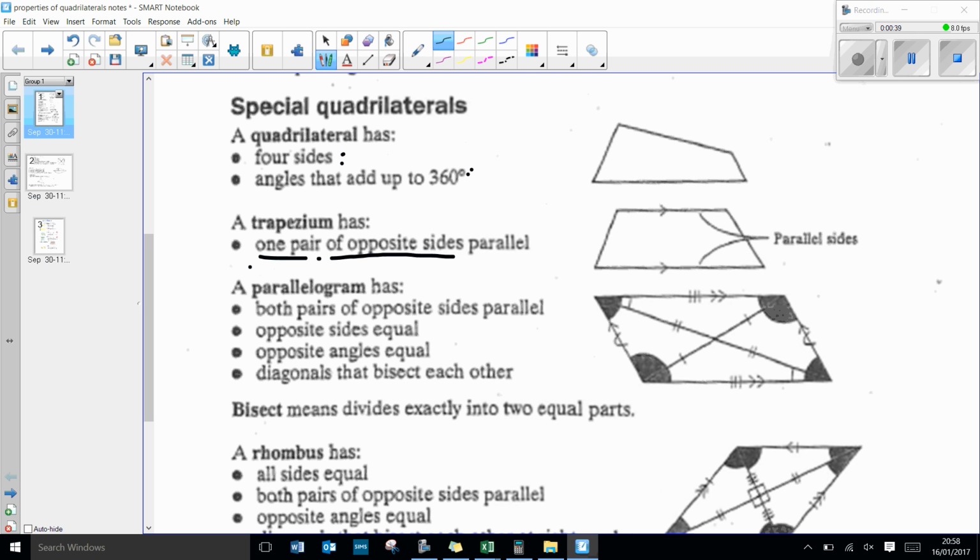A parallelogram has 2 pairs, or both pairs, of opposite sides that are parallel. So these are parallel and these are parallel. Opposite sides are equal, so the sides opposite each other are equal in length. The opposite angles are equal, and the diagonals bisect each other. As it says here, bisect means divides equally in half. So both diagonals, this one and this one, bisect each other. So this length and this length are equal, as are these. Notice they're not equal to each other.